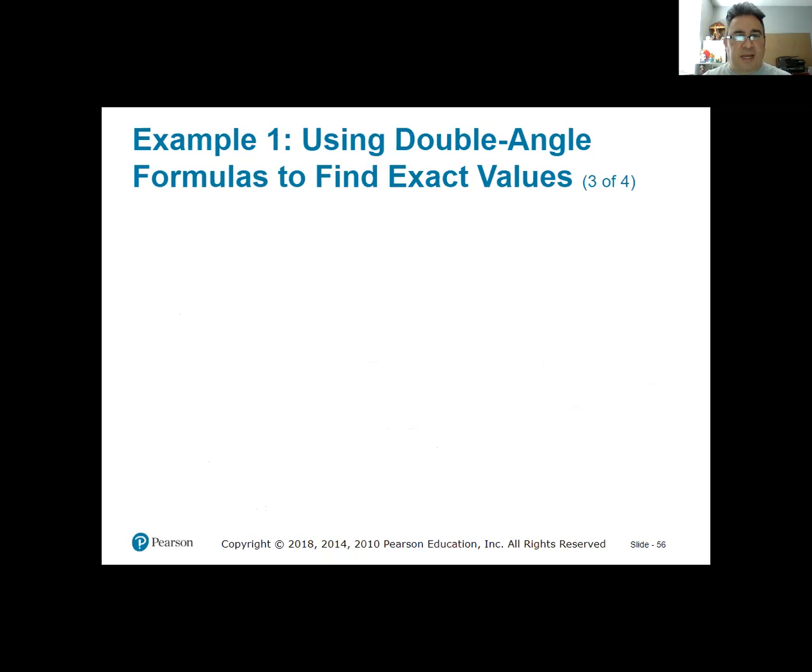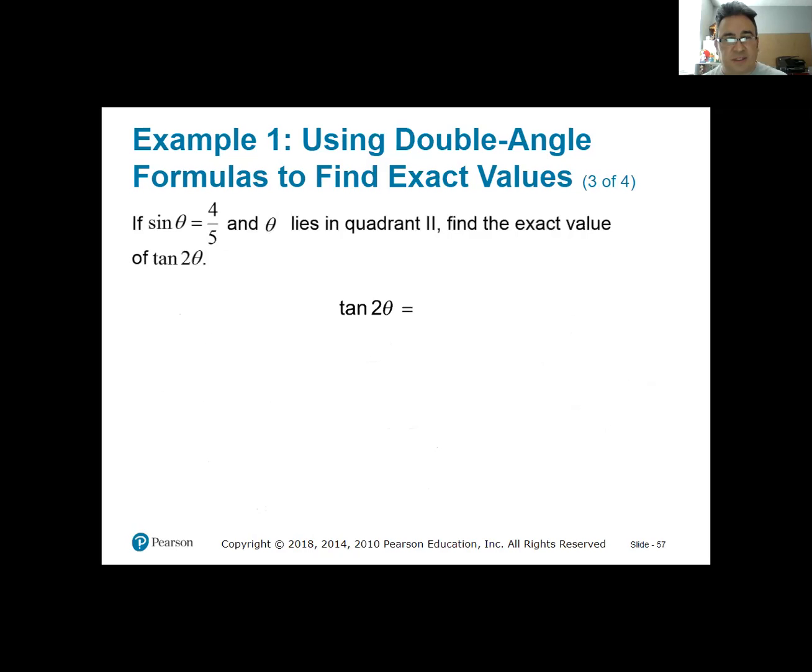And now, last but not least, tangent of 2 theta. What is tangent of 2 theta? It's 2 tan theta over 1 minus tan squared theta. Good job, Emily. Okay. So now this is the one, right? So we don't have tan, we have sine. Well, we would start off the same thing as before. We need to figure out tan, right? So we would start off with the same thing.